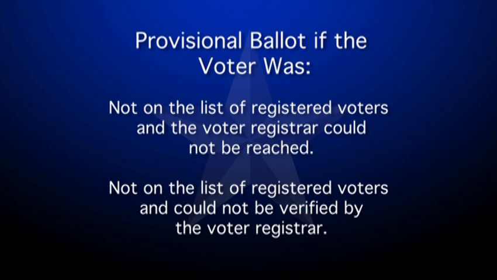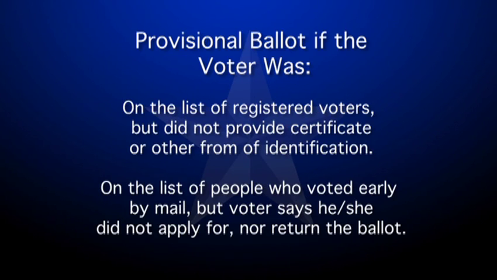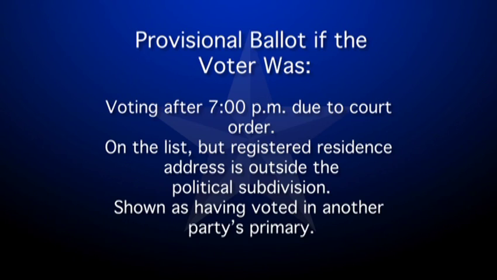A voter would also have to vote a provisional ballot if the voter was not on the list of registered voters and the voter registrar could not be reached; not on the list of registered voters and could not be verified by the voter registrar; not on the list and did not provide certificate or other form of identification; not on the list and registered in another precinct; on the list of registered voters but did not provide certificate or other form of identification; on the list of people who voted early by mail, but voter says that he or she did not apply for nor return the ballot; voting after 7 p.m. due to court order; on the list but registered residence address is outside the political subdivision; shown as having voted in another party's primary; or some other explanation which will be filled in by the election judge.